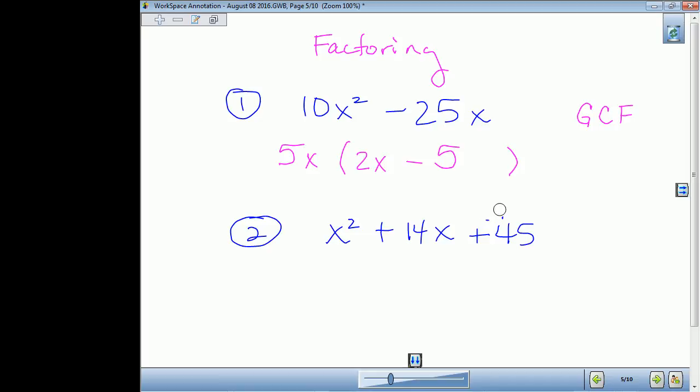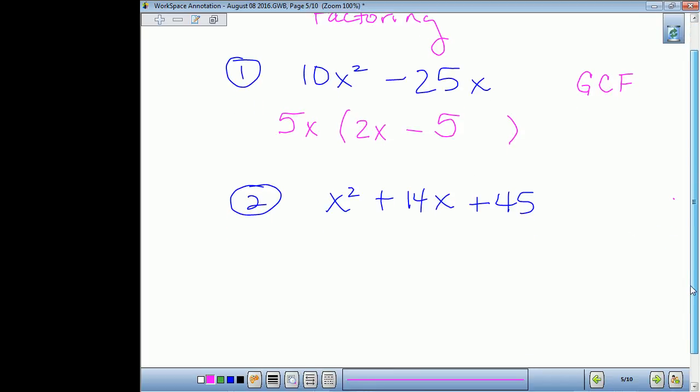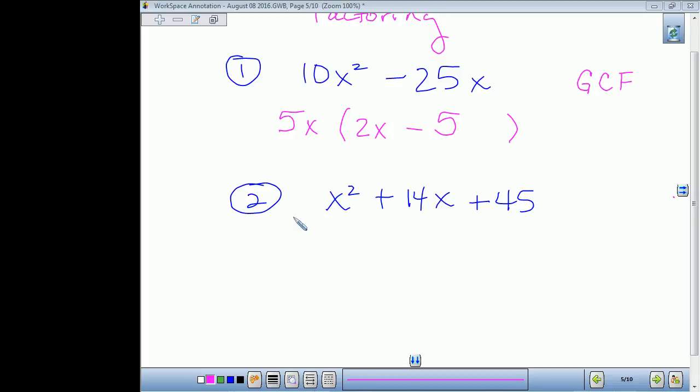Okay, so that is the first thing we look for every time, GCF. Now, example number 2 for today. We did a lot of these in geometry. This is a trinomial, and the leading coefficient is only 1. It's an understood 1. So, if it's factorable, this is the easiest kind of factor. All right, who remembers? How do we factor this one?